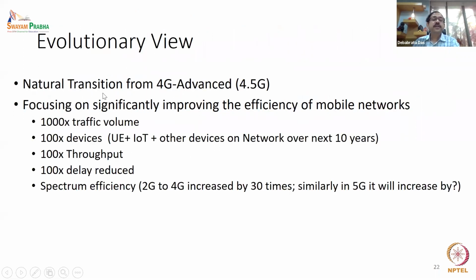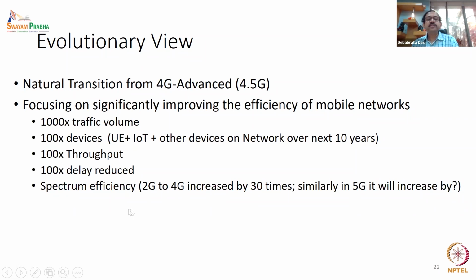So the evolutionary view is a natural transition from 4G to advanced 4.5G, focusing on significantly improving efficiency. Traffic size is increasing 1,000 times from now. Traffic is increasing because everybody is nowadays watching movies, video conferencing and all. No more voice calls or SMS. And 100 times or 1,000 times more devices are coming in, from 7 billion to 700 billion, new devices like IoTs and all. Throughput is going up by 100 times. Delays are reduced. It is not multiplication, it has to be divided here.